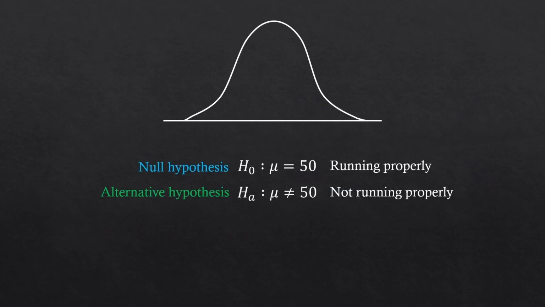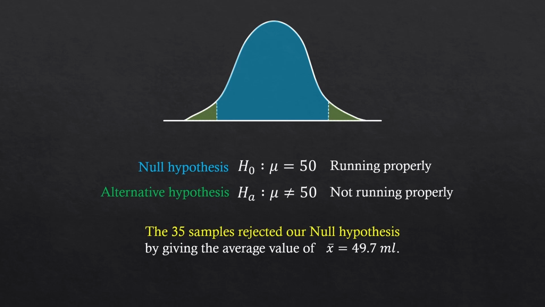So I'll match the terminologies now. Alternative hypothesis was the error region, and null hypothesis was the 95% region. The 35 samples that we had as data rejected our null hypothesis by giving the average value of 49.7 milliliters.